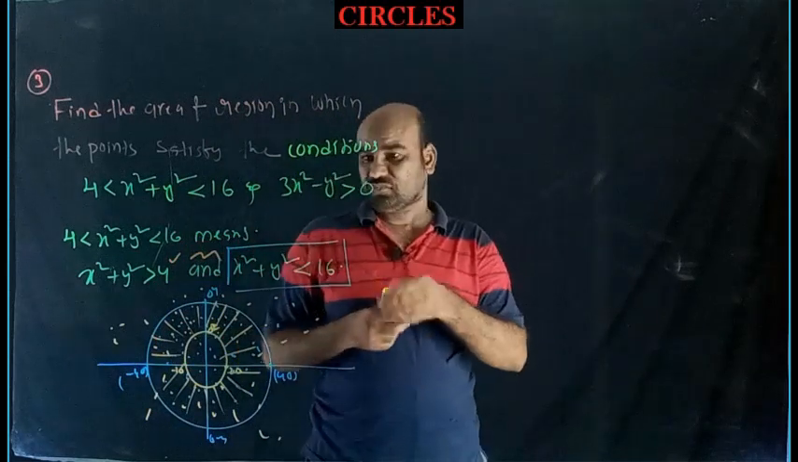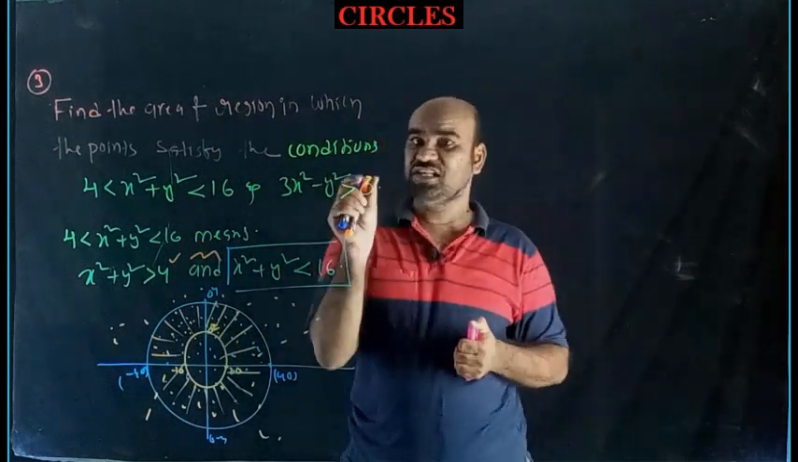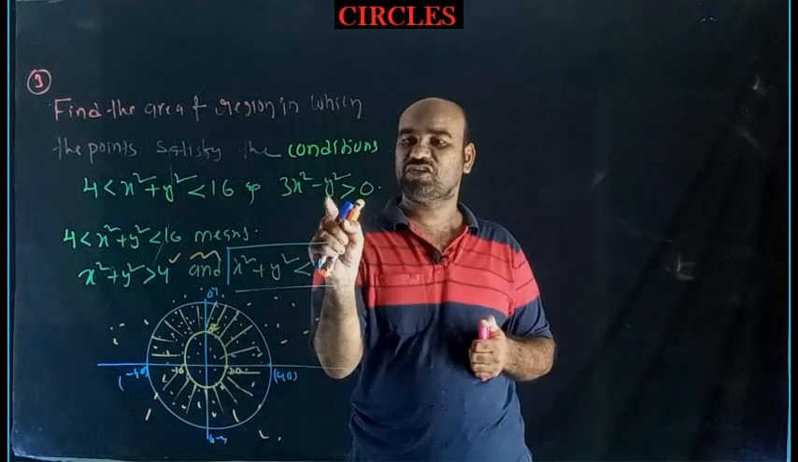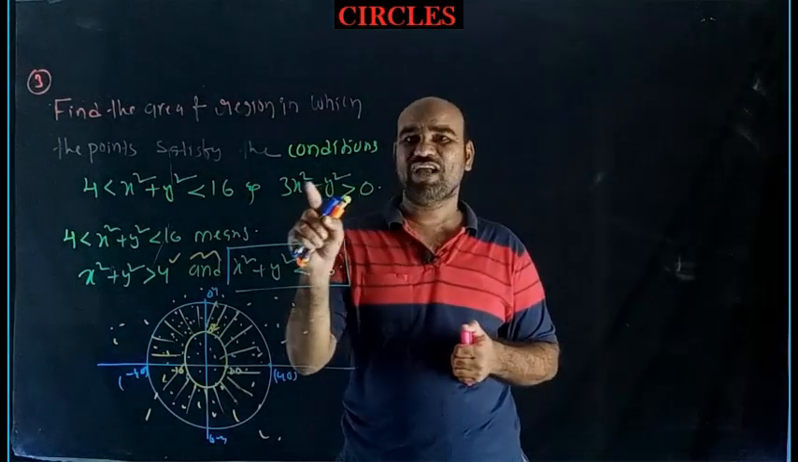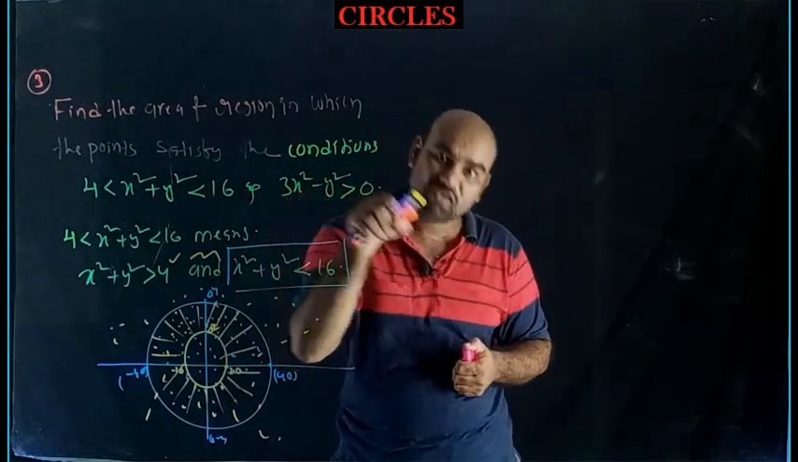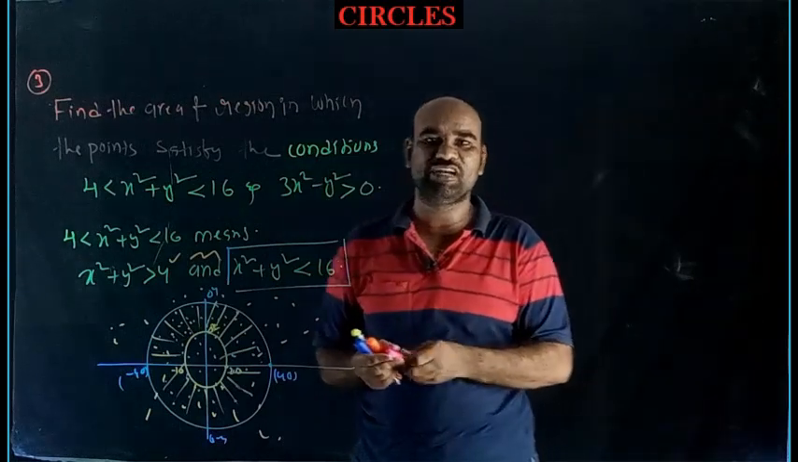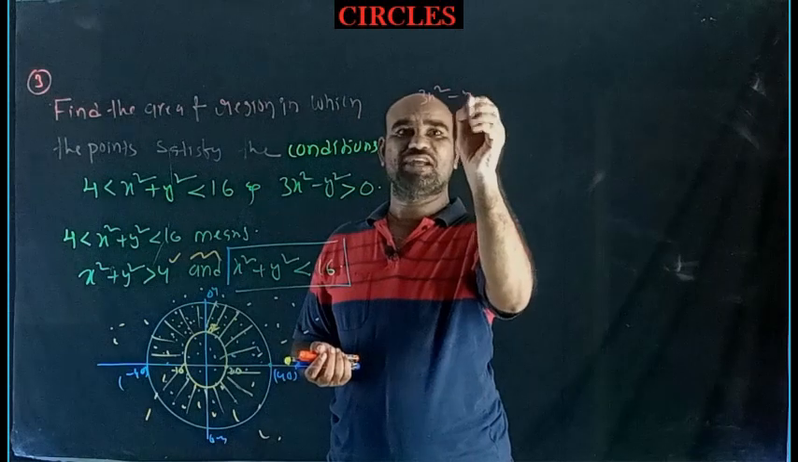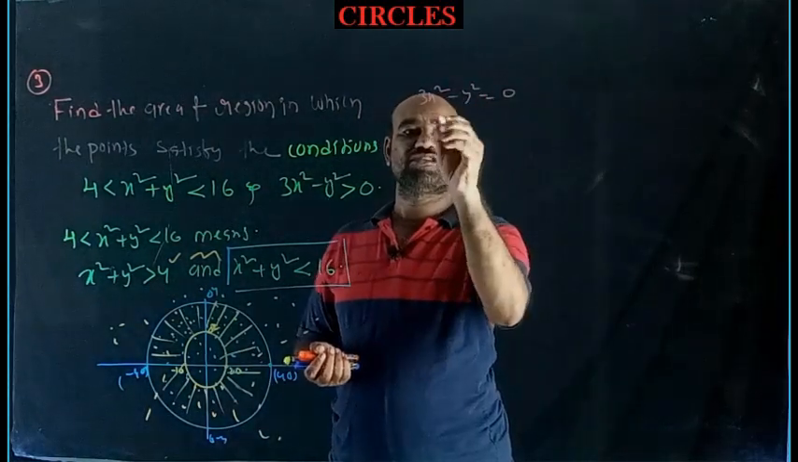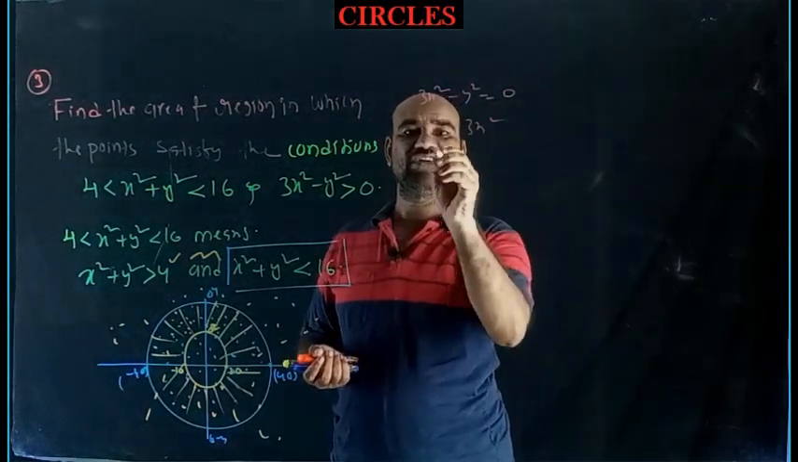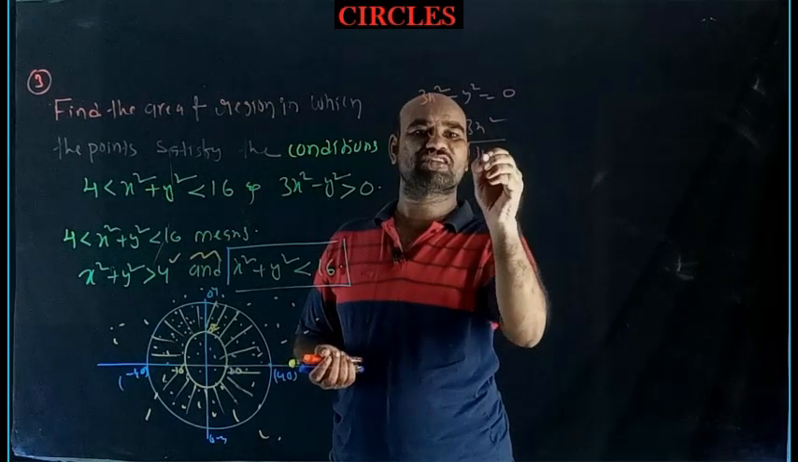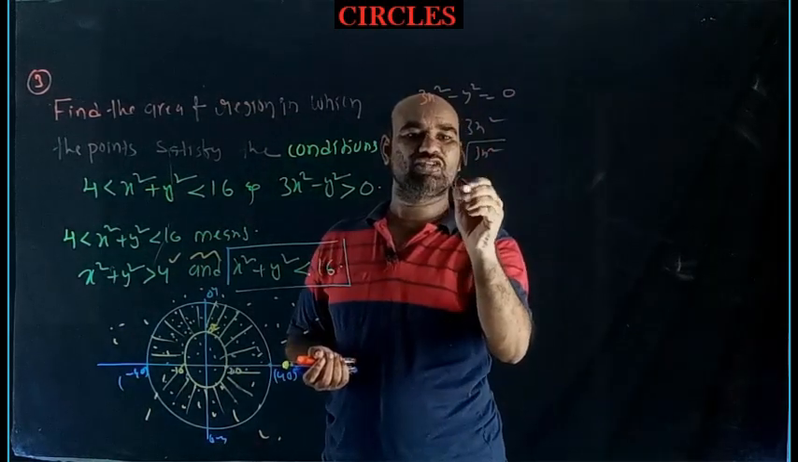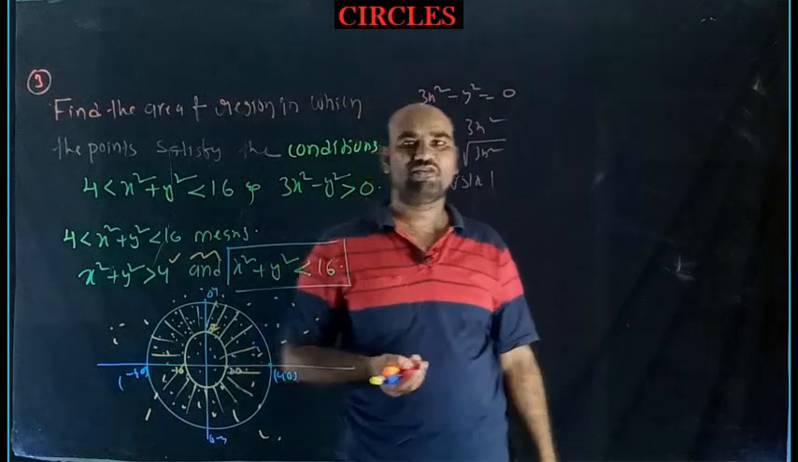Okay. Next I want to identify the region represented by 3x² − y² > 0. First of all, I want to identify 3x² − y² = 0. Then afterwards I will identify greater than 0. So 3x² − y² = 0 means y² = 3x², or y = √3|x|.